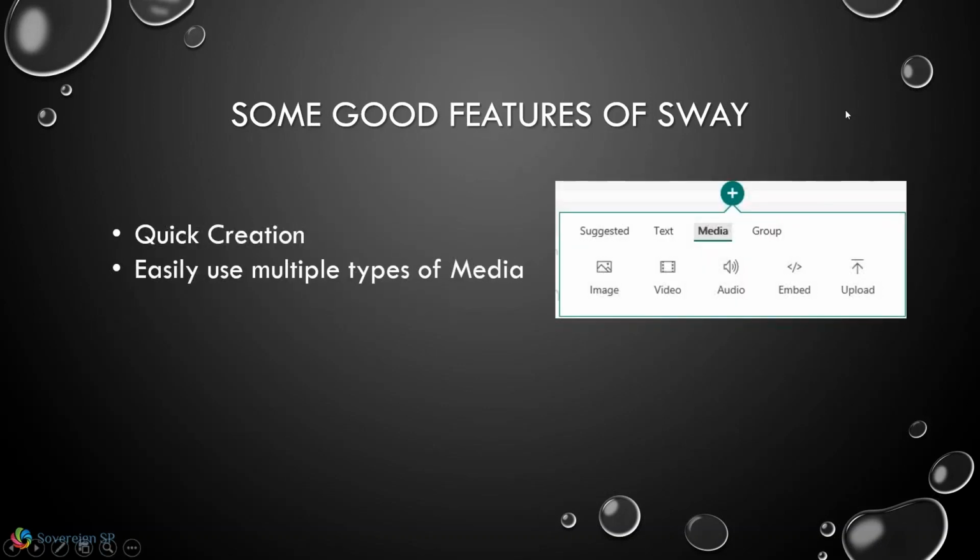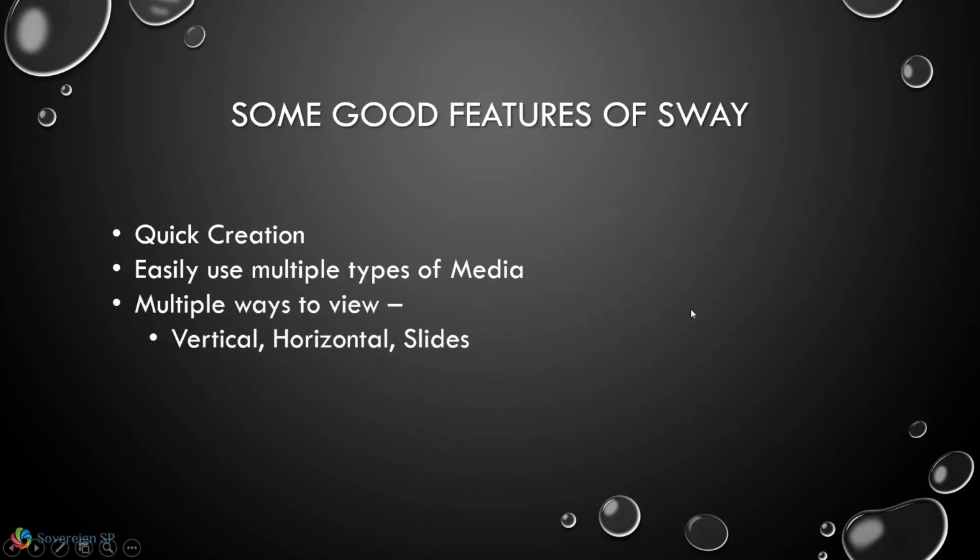You can really put a lot of different types of media in, and that's what I like about it: the images, video, audio, and most importantly, embedding. So if you've got a YouTube video, you can get the embed code off of it and put it right into your Sway. You've also got the ability to link up with Microsoft Stream. So if you've got your training videos in Stream and you want to send one out in your newsletter, you can just link it right to the Stream video and it's there. So really nice ways of getting media in.